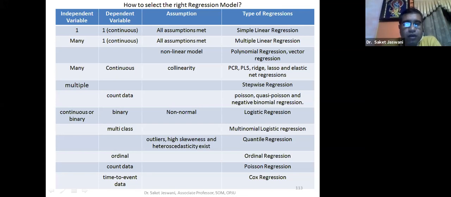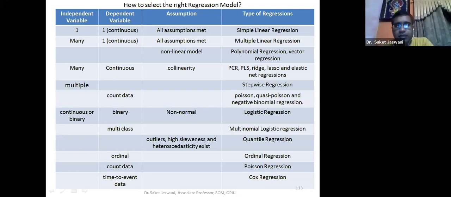If you have count data, if your dependent variable is collected as a count, say the number of calls received in a customer care center, you can use Poisson, quasi-Poisson, or negative binomial regression. If your dependent variable is not continuous but a count, Poisson regression can be used. If your independent variable is continuous or binary, meaning dichotomous, two scales like yes or no, or male or female, and your dependent variable is also binary, and an assumption like normality is not met, you can use logistic regression. It's not always important or possible to meet all the assumptions, to meet the normal distribution or remove multicollinearity or linearity issues. When there is an issue, you can change the regression technique.